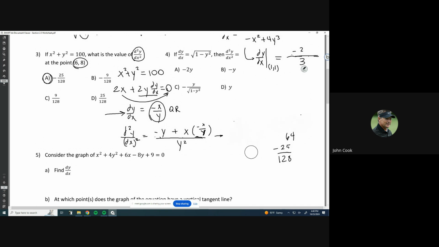All right, so again, I'm just doing the same steps over and over again. Find the derivative, and so on.